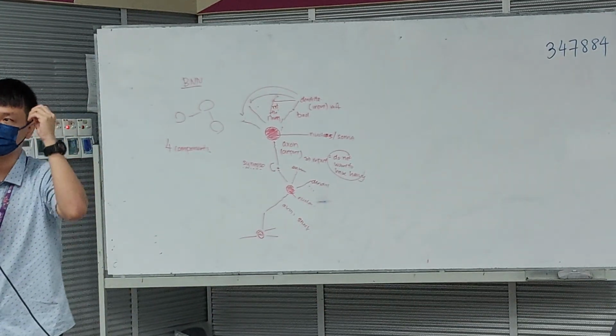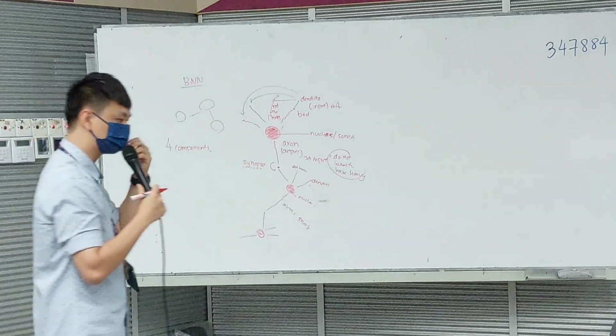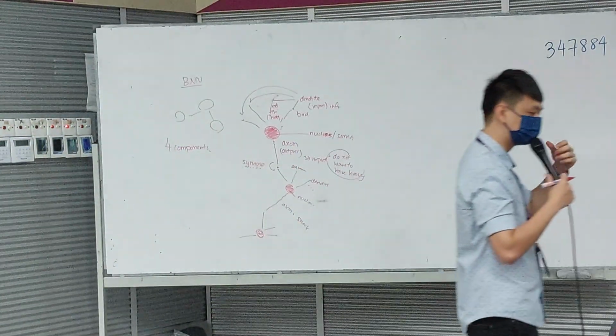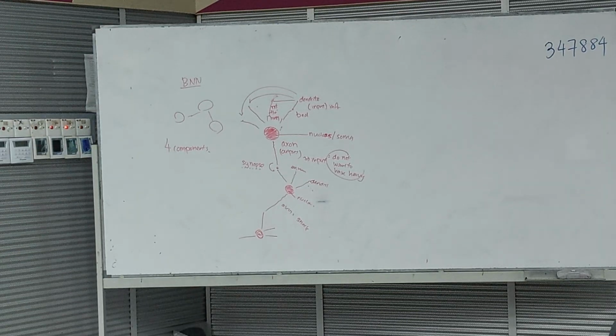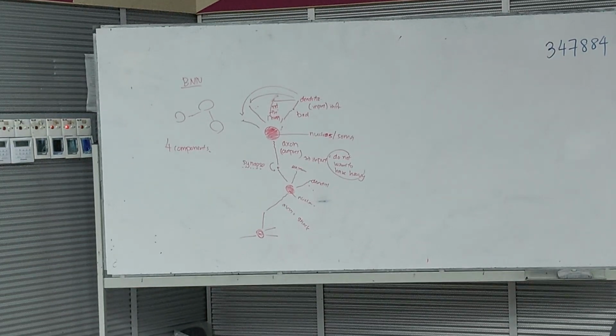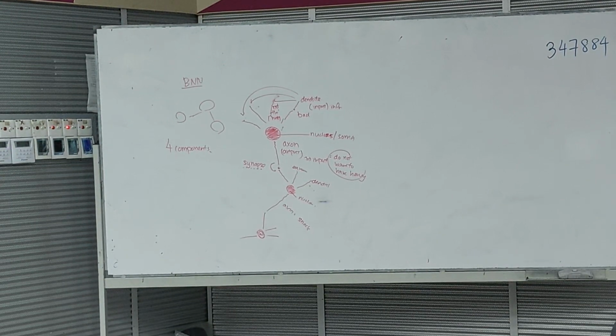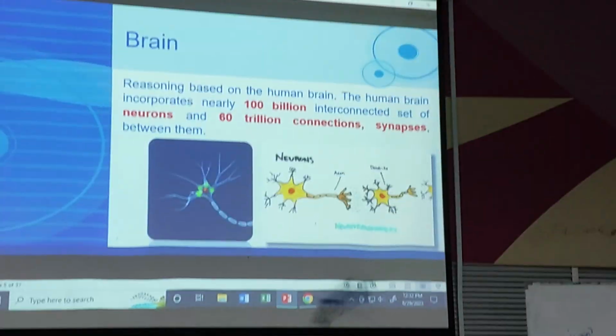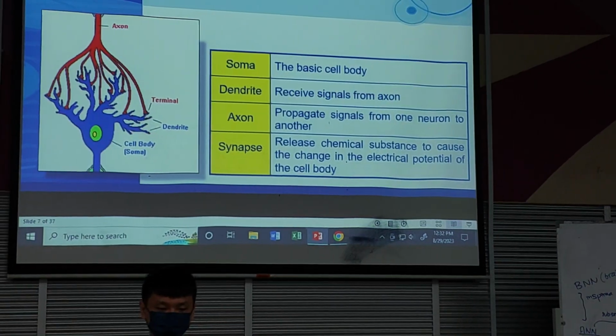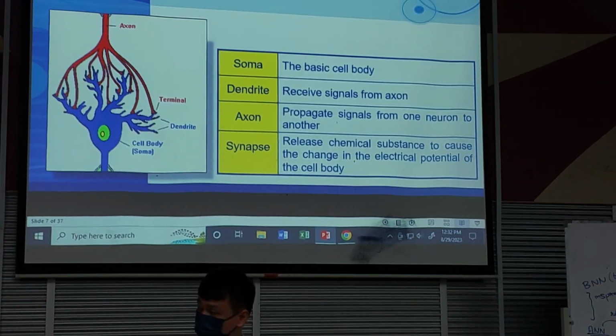We have to process the information. This information may not be the final decision, so it will pass to another neuron to further process. Repeat. That's why our brain actually has more than 100 billion neurons. They're actually working daily, and they're connected by the synapse. Okay, so this is the function for each of these components.